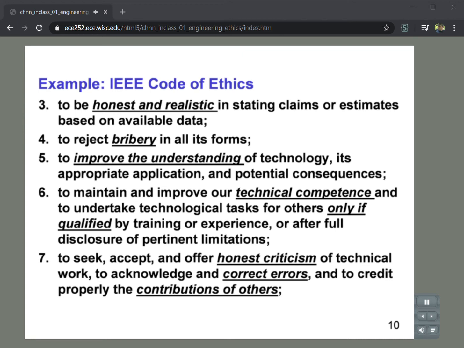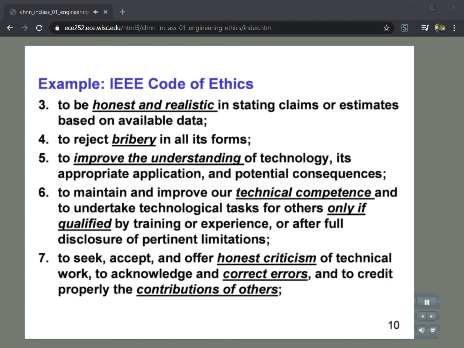The sixth clause then calls us to maintain and improve our technical competence and to undertake technological tasks only if we're qualified by training or experience, or again, after full disclosure of any limitations. So this really has to do with the fact that sometimes we'll be asked to work on things or design things that we really aren't qualified to work on or design. So first of all, we should make sure we maintain our technical competence so that as things change in our industry, we don't fall behind. We don't just cling to the things that we learned 20 years ago when we were undergraduates, but we continually educate ourselves so that we remain competent and up to date.